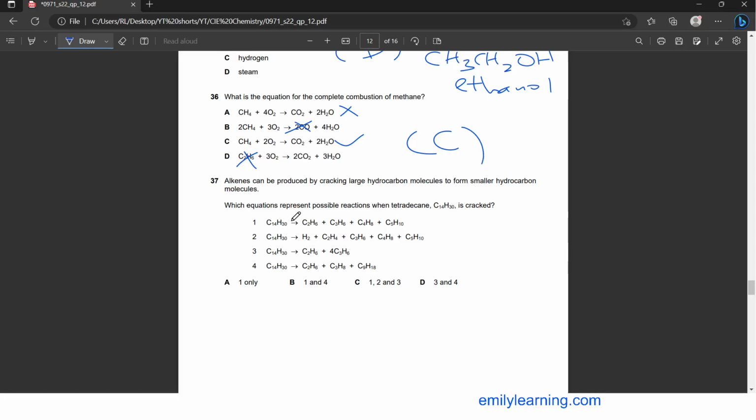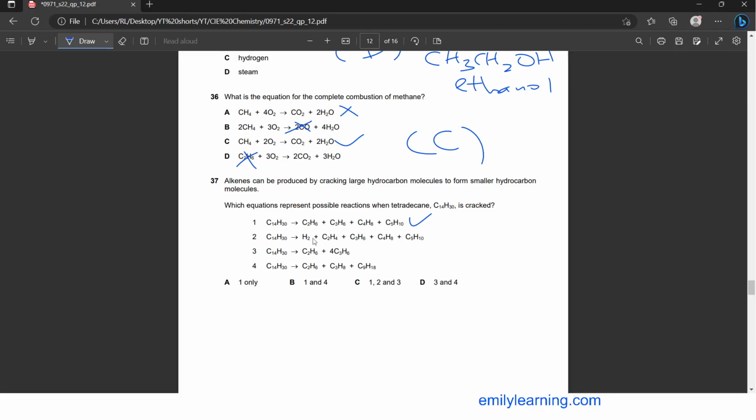This is C14H30. Let's check how many carbons there are. 2 plus 3 is 5, 5 plus 4 is 9, 9 plus 5 is 14. So the carbon is balanced. Next, 6 plus 6 is 12, 12 plus 8 is 20, 20 plus 10 is 30. So the hydrogen is also balanced. So 1 is correct.